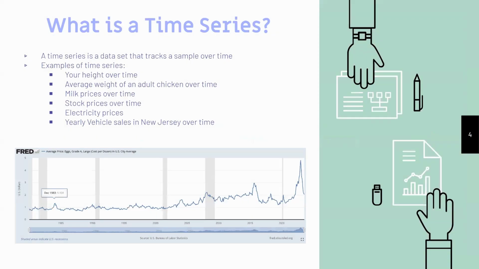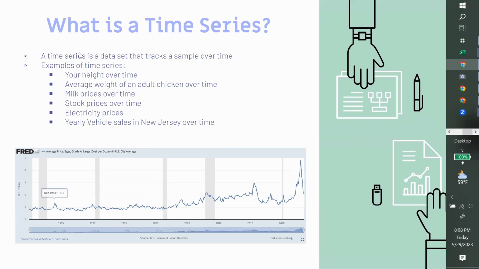So what is a time series? A time series is just a data set that tracks a sample over time. Here I listed some examples. I don't know if you are familiar with this website, it's called FRED. It's a government website that tracks economic things, not really financial products. For example, prices of eggs, which we have right here, or prices of milk, any type of product, or how many eggs are sold. All of those would be time series because you're looking at one specific product and tracking it throughout the years, throughout time.